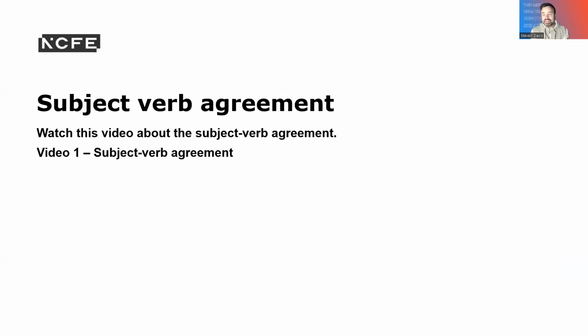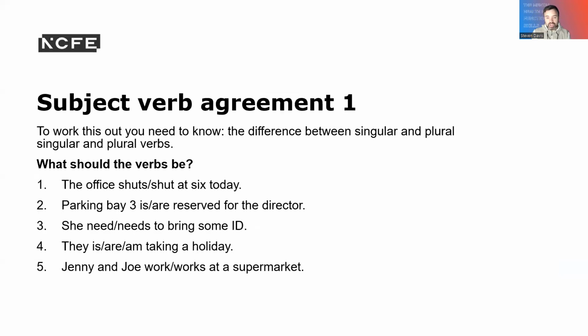Right, so what you need to do, you need to go back to your Canvas account and watch video 1. So just pause this, watch video 1 around subject-verb arrangements. Good. Now you've watched that video, hopefully you'll be able to look at this. So subject-verb arrangements, to work this out, you need to know the difference between singular and plural verbs.